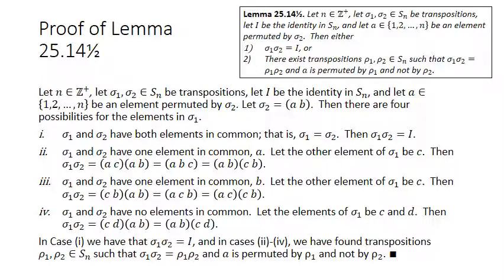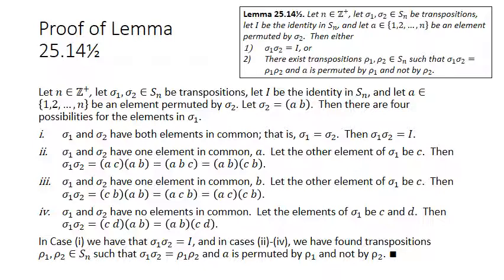All right, here's the proof, and it's all just on this one slide here. I just put the lemma up in the corner so you can look at it while you're reading the proof. So let n be a positive integer, and let sigma 1 and sigma 2 in Sn be transpositions, and let I be the identity in Sn, and let A in the set 1, 2, ..., n be an element that is permuted by sigma 2. So that's all just copied and pasted from the lemma statement.